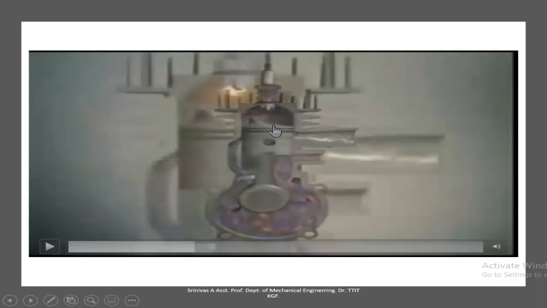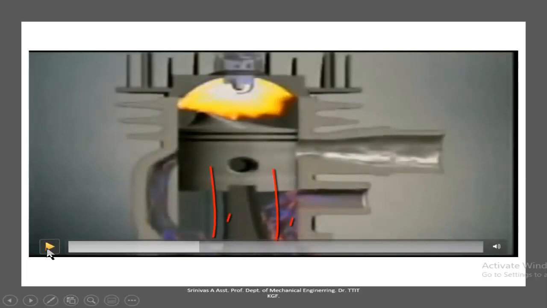Next, at the end of this first stroke, when the piston reaches the TDC, all the air fuel mixture present is compressed to high pressure, and the spark is initiated by the spark plug, which burns all the air fuel mixture, and the burnt gases push the piston downward. You can clearly observe here, after the piston reaches the TDC, the air fuel mixture is compressed to high temperature and pressure, the spark plug initiates the spark, all the air fuel mixture is burned, and that high pressure pushes the piston downward.